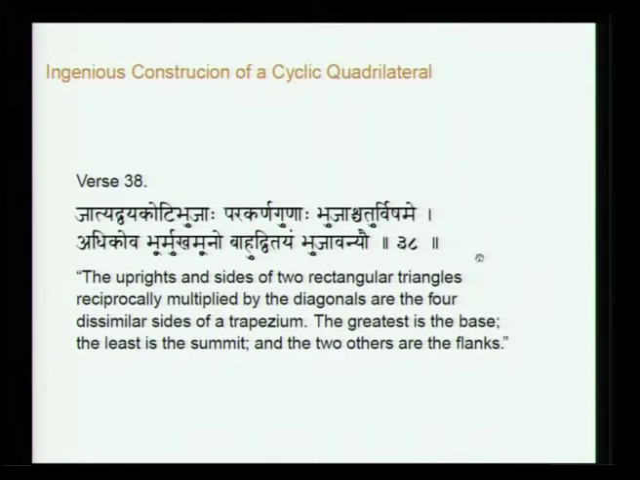So, there is a very interesting construction that comes in Brahmasphuta Siddhanta. Verse 38 says, Jatyadvaya koti bhujaha parakarna gunaha bhujaha chaturvishame adikova bhurmukha muno bahudvitayam bhujau anyau. The uprights and sides of two rectangular triangles reciprocally multiplied by the diagonals are the four dissimilar sides of a trapezium, the greatest is the base, the least is the summit, and the two others are the flanks.